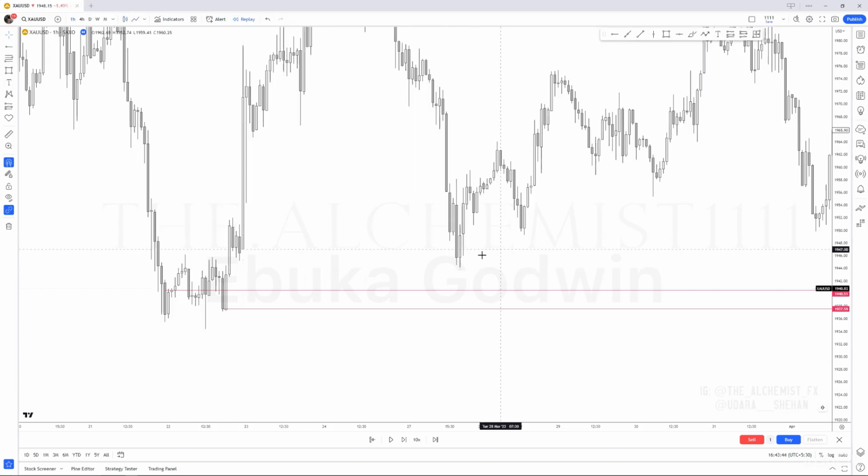Why is this H1 support? Now you might wonder, why didn't we use this? We don't have to use this, right? Because we always choose zones, first of all, from the higher time frame. So this is where the daily zone was. And then we do a little refinement of it into the H1 zone.